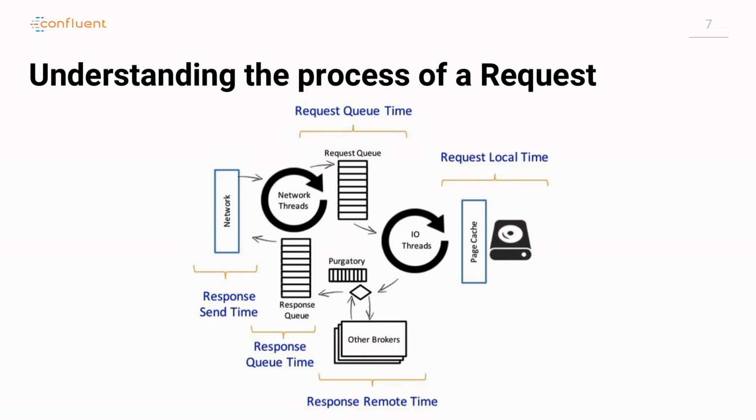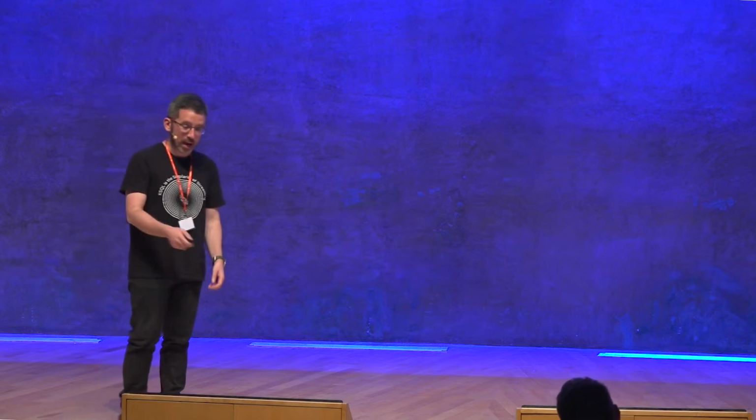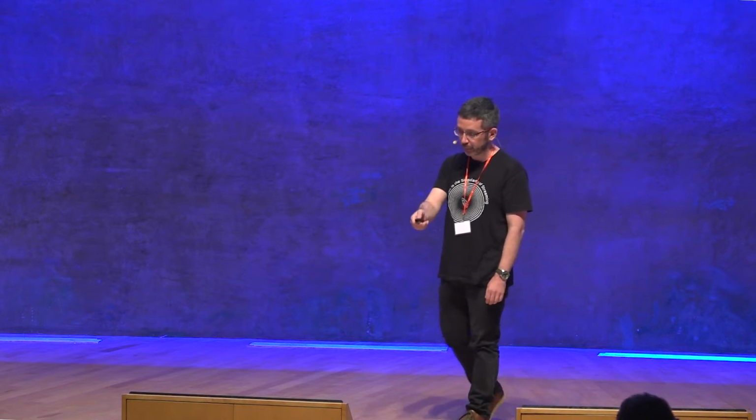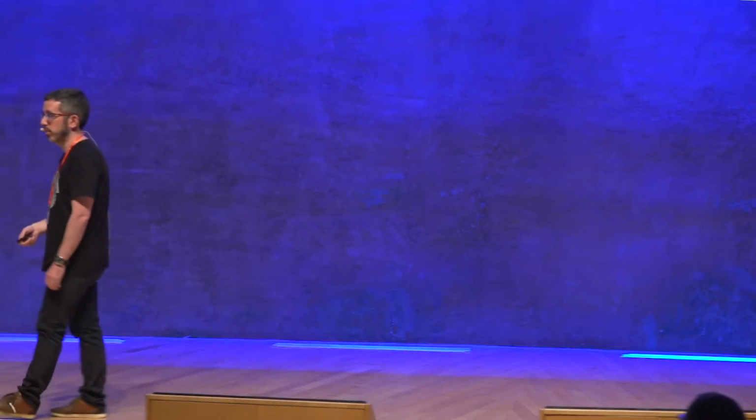Why is this important? Because if the request queue is full, we are in trouble. If your I/O threads are very, very busy, no one is going to be fetching data from the request queue, so your back pressure is going to go up into having trouble for the network. Or the purgatory. If your communication to the other brokers is not working, the purgatory is going to be full.